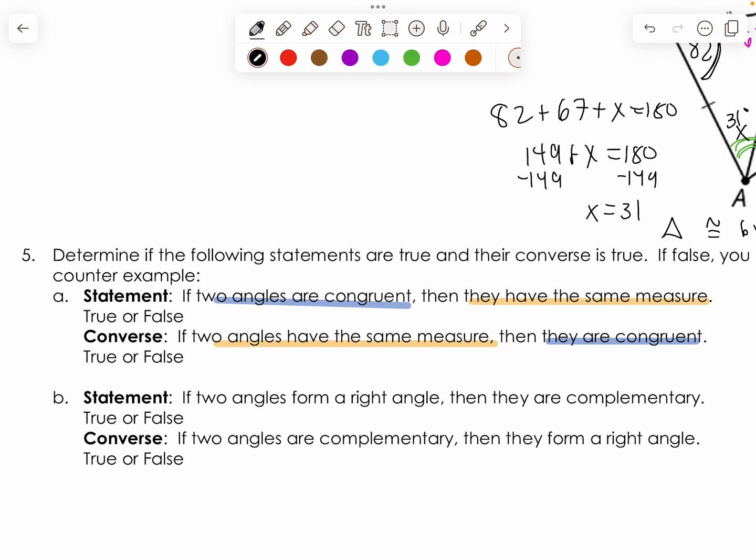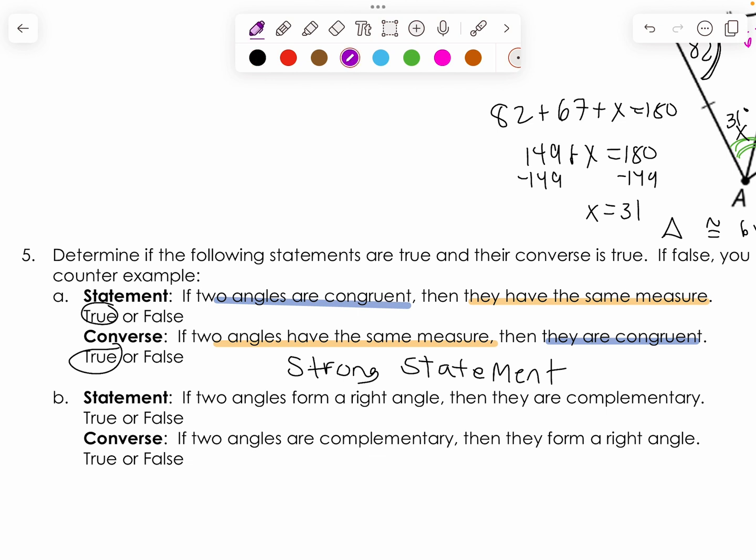If two angles are congruent, then they have the same measure. That's true. If two angles have the same measure, then they are congruent. That is true. So that's a strong statement. When a statement is true and its converse is true, it doesn't matter how you write it, it's always true, so it's a strong statement.